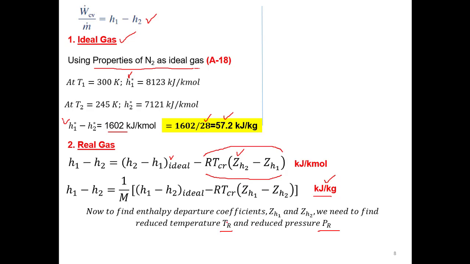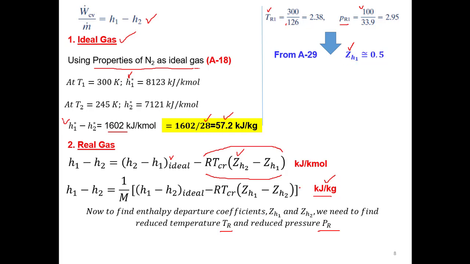So we can get this reduced temperature as well as reduced pressure for state 1 as well as for state 2. We know that the reduced temperature at state 1 can be calculated by dividing the given temperature with the critical temperature. Similarly, reduced pressure can be calculated by dividing the given pressure with the critical pressure. So we know now TR1 and PR1. If we know these two values, from table A29 we can read the value of ZH1, which is called the enthalpy departure coefficient at state 1.